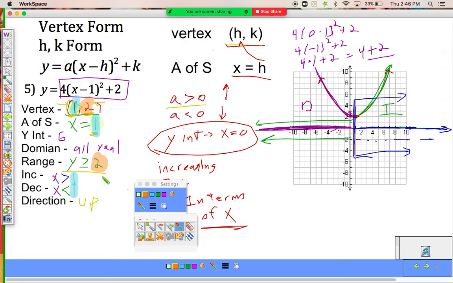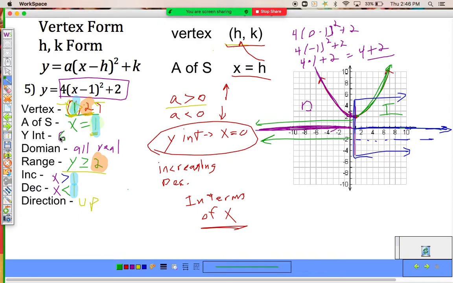Increasing will not always be greater. We'll change that up in a minute. Increasing is not always x greater. Decreasing is not always x is less. That's a 6. That's my bad writing and my bad pen. Okay.